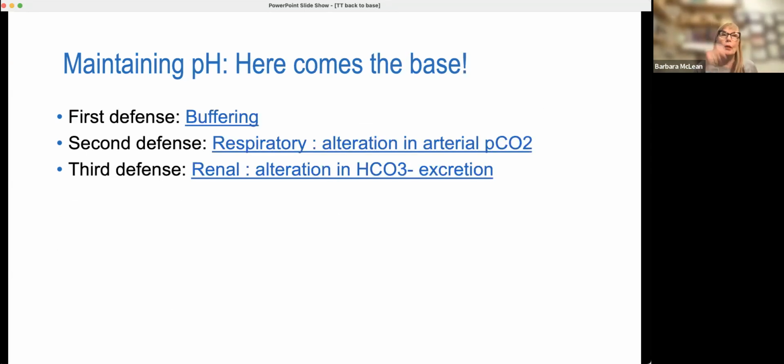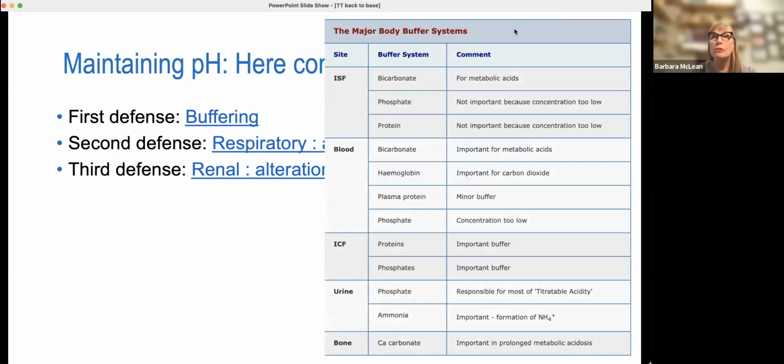Okay, so here comes the base, right? First defense, buffer with base. Second defense, regulate the arterial CO2. And third defense, alter hydrogen ion, bicarbonate conjugation and excretion. Okay, so if we look at that, we've got interstitial fluid, blood, intracellular, urine, and bone, and the components in here. Again, I want you to see first component, bicarb for ISF, bicarb for blood. Really, really important. And that's why we like bicarb. We look at bicarb. Bicarb is a good indicator.